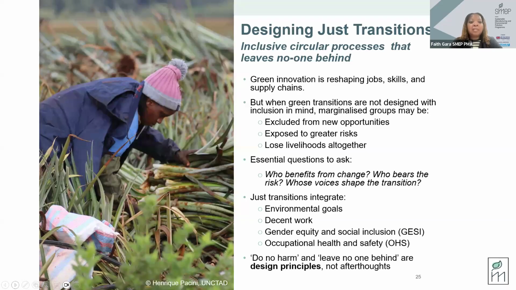Marginalized groups risk being excluded from new opportunities, exposed to greater risks, or losing livelihoods altogether when transitions are not designed with inclusion in mind. Just Transition also recognizes that environmental progress and social outcomes do not move together. I'm sure IPEC made that clear previously. They ask a simple but essential question: who benefits from change? Who bears the risk? And whose voices shape the transition?